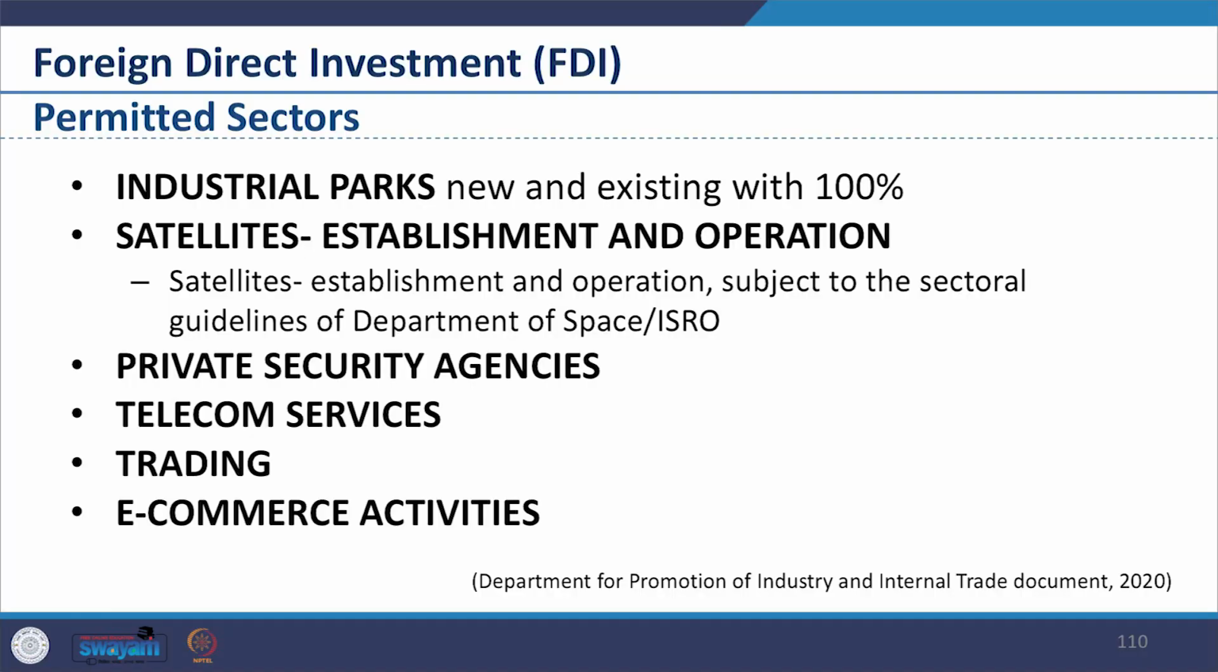You may also read through the notes in the circular and see that FDI is not permitted in an entity which is engaged or proposes to engage in real estate business, construction of farmhouses, and trading in transferable development rights. Further, we see that industrial parks, new and existing, are all 100% open for FDI. We also see satellite establishment and operation, which are subject to sectoral guidelines, but are open for FDI as well. You see private security agencies, telecom services, trading, and e-commerce activities also.